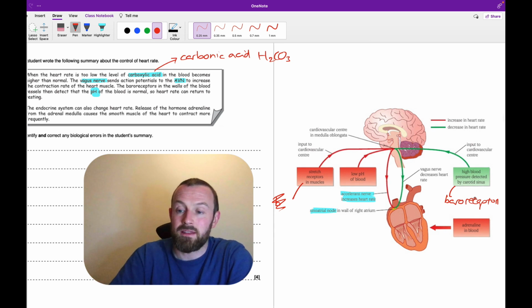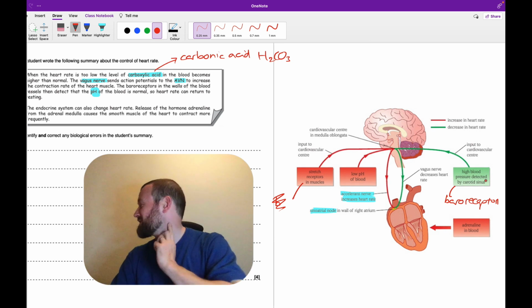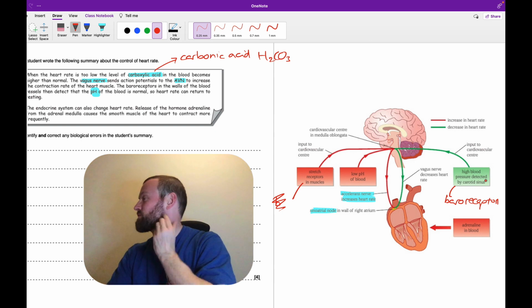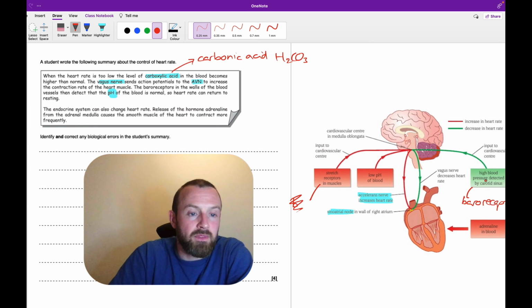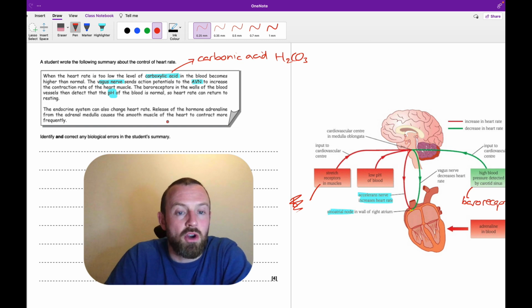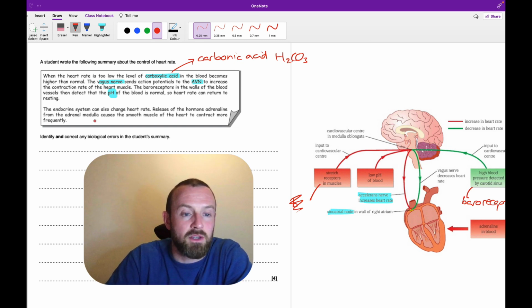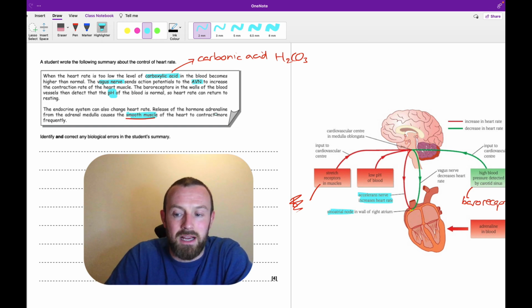Baroreceptors are actually in the carotid sinus, which is about here. The blood vessels merge at something called the carotid sinus. Then it says the endocrine system can also change heart rate. Release of the hormone adrenaline from the adrenal medulla causes the smooth muscle of the heart, no thank you, it's not smooth muscle, it's cardiac muscle of the heart to contract more frequently. So those are the mistakes.